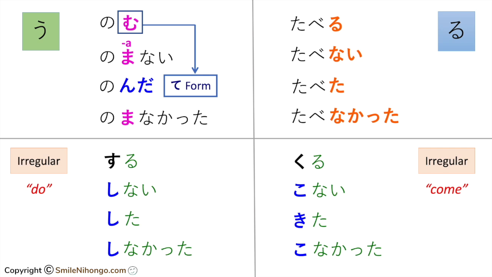Here's the entire summary of plain verb conjugation for all the groups. Now you can say do, don't, did, and didn't in plain form for all the Japanese verbs. Be sure to watch this lesson a few times until you feel comfortable with plain verb conjugation.